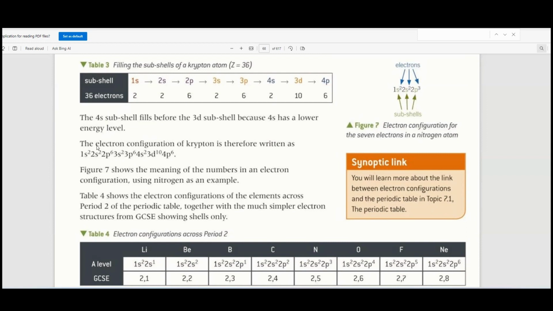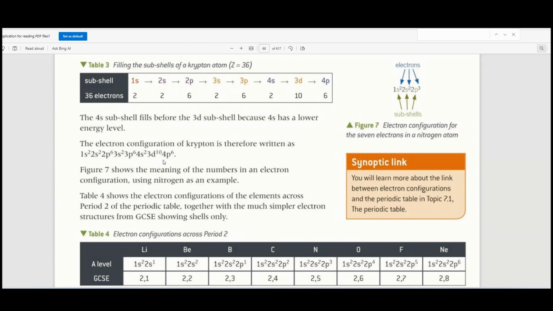So the electron configuration of krypton is therefore written like this. And maybe the last one, P also has complete electrons. So all of them have complete electrons till P. P can occupy a maximum of 6. Even if you go below krypton, let's say atomic number 35, then P will have just 5 electrons and not 6. Does that make sense?